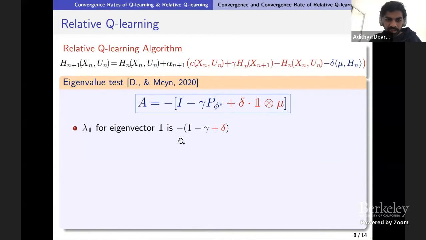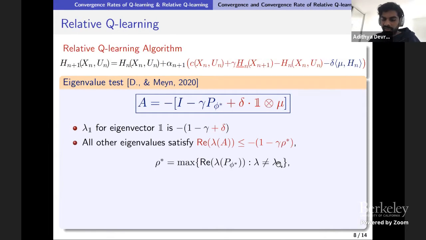Firstly, the eigenvalue that corresponds to the right eigenvector 1, which was earlier minus of 1 minus gamma, is now minus of 1 minus gamma plus delta. Delta is a degree of freedom that you can choose, and by choosing a delta large enough, you can make sure that this is very small. And all the other eigenvalues have real parts that are strictly bounded away from minus of 1 minus gamma rho star.